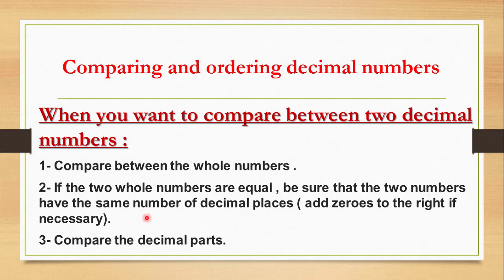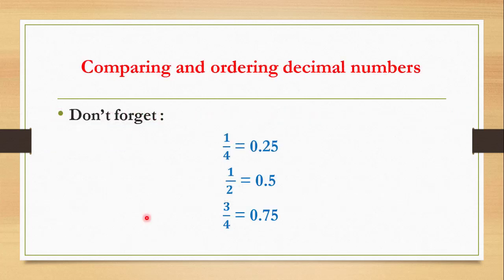How to compare between two decimal numbers? The first step is comparing between the whole numbers. If they have different whole numbers, compare between the whole numbers only. If they have the same whole number, you should be sure that the two numbers have the same number of decimal places: 2 decimal places, 3 decimal places, then compare between the decimal parts. Let's take an exercise to clarify how to compare between two decimal numbers.